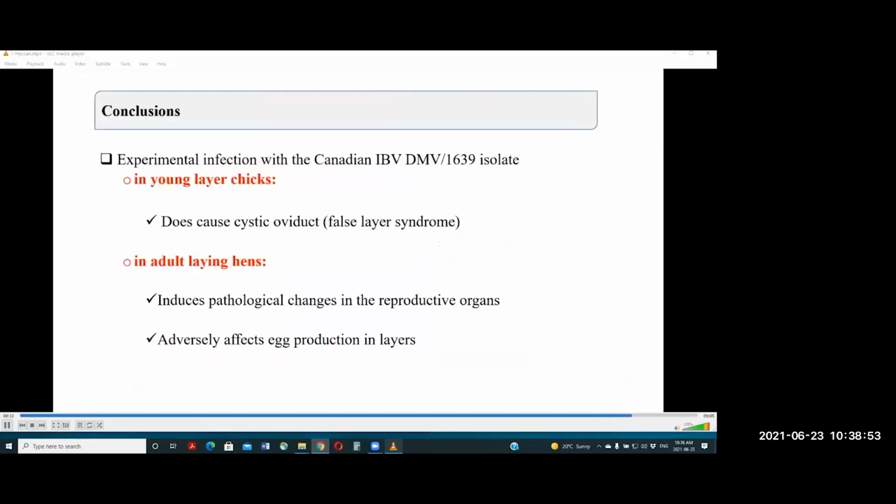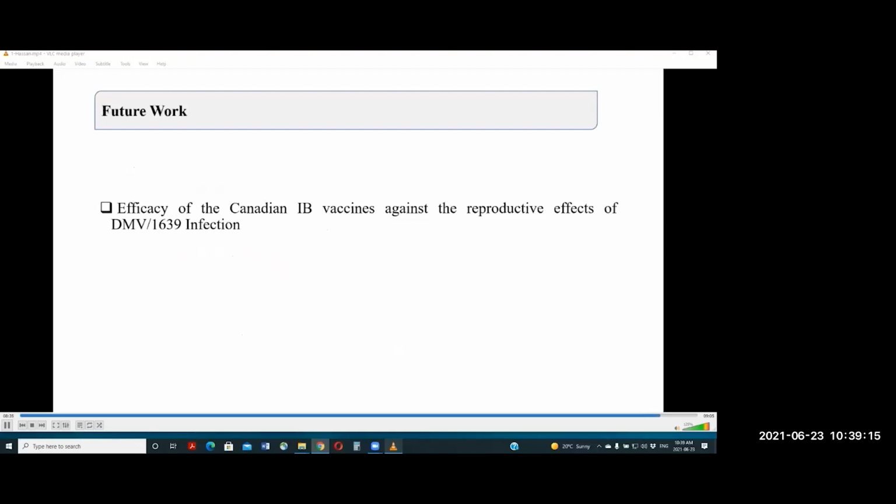In conclusion, we found that experimental infection with the Canadian DMV 1639 in young layer chickens does cause cystic lesions in the oviduct, which leads to the false layer syndrome, and in adult laying hens, it induces pathological changes in the reproductive organs that adversely affect egg production. And for future work, we are in the process of analyzing samples collected from an experiment to evaluate the efficacy of the Canadian IB vaccines against the reproductive effects of the Canadian DMV 1639 infection.